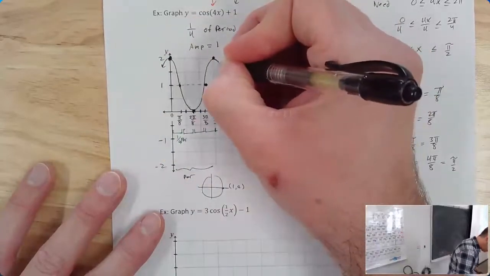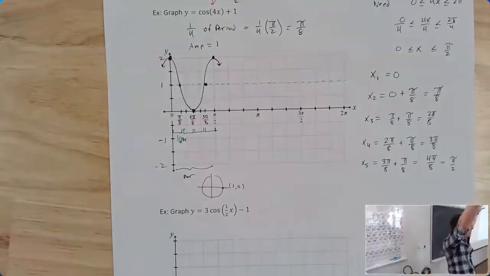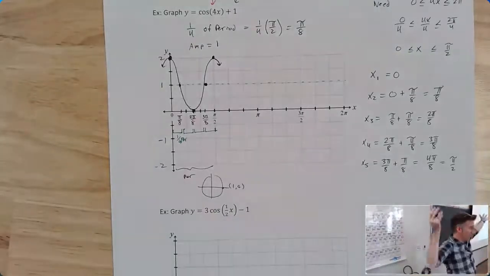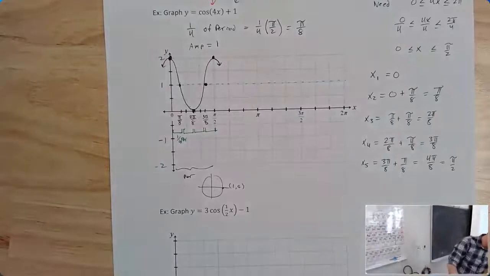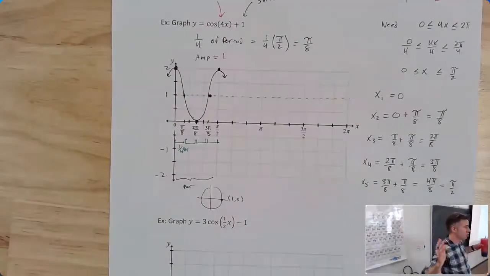And I do like to draw little arrows that indicate that it keeps going on, right? It doesn't just stop when you draw one full period. It keeps going either to the left or the right. But that's one period of this much, much shorter function.